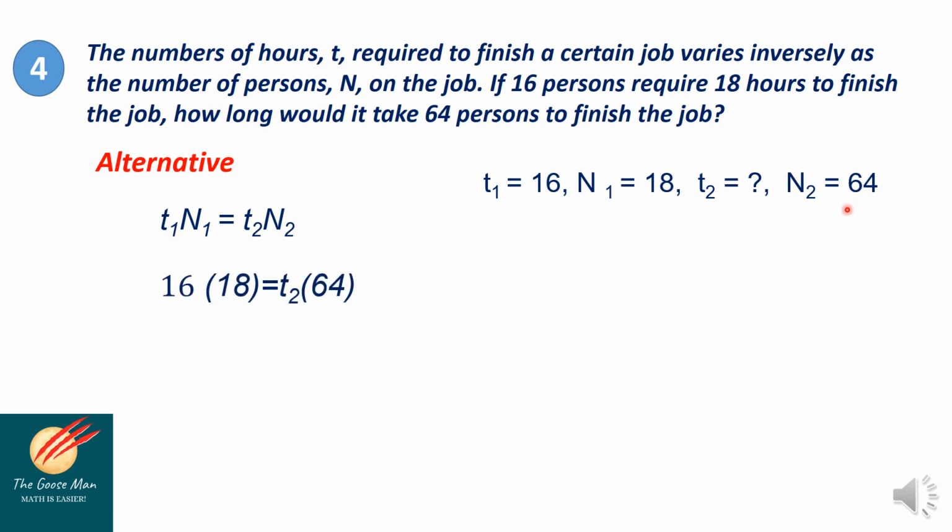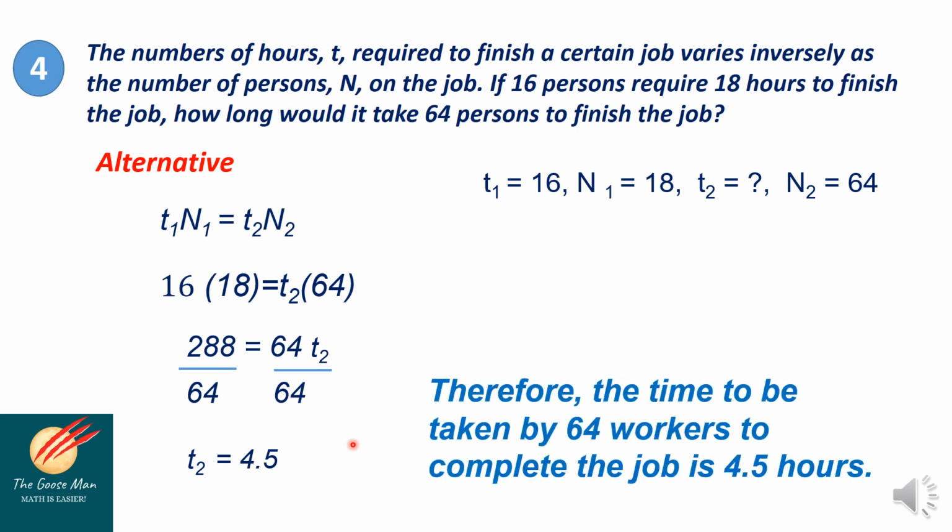Let's substitute. So it means that 16 times 18 is equal to t sub 2 times 64. But 16 times 18 is equal to 288, which is equal to 64 times t sub 2. And I want to find out the t sub 2. So divide both sides of the equation by 64. So t sub 2 is equal to 4.5. So therefore, the time to be taken by 64 workers to complete the job is 4.5 hours.